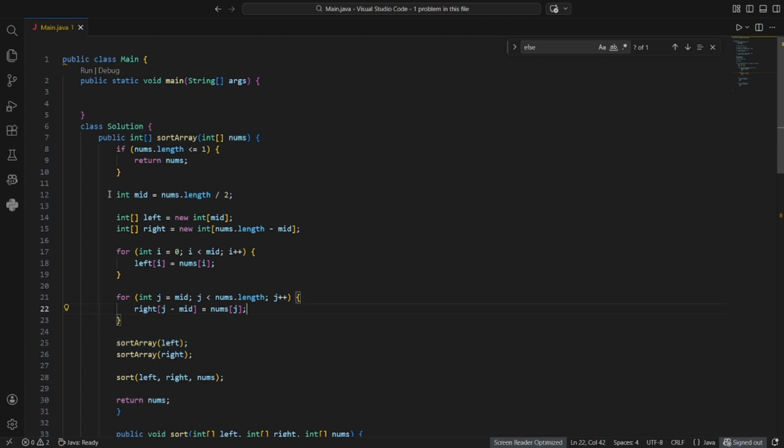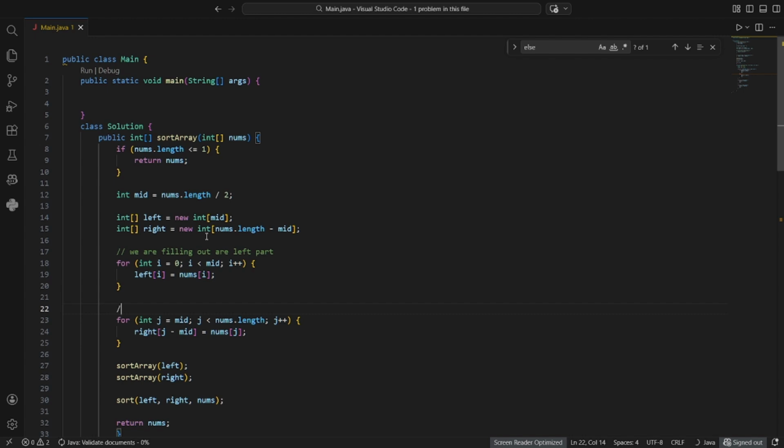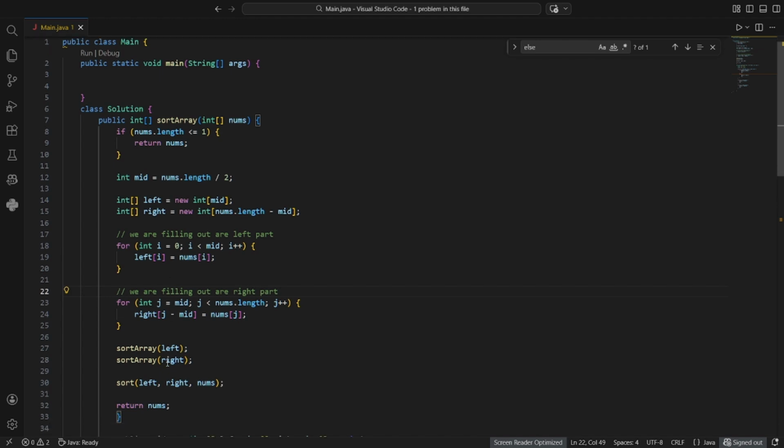As we said, we're going to first get our length of the numbers, and we're going to divide it into two. After that, we're going to fill our left side and our right side. This part is where we are filling out our left part. This part, we are filling out our right part. After you're done filling out your left part and right part, we are going to call the method on itself, which is called recursion. Sort array, this left part.